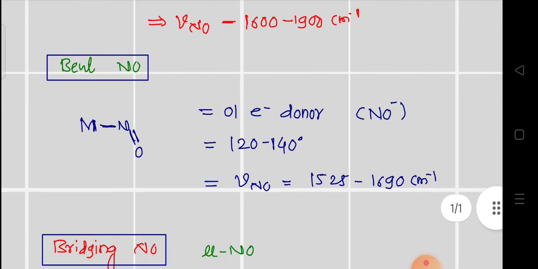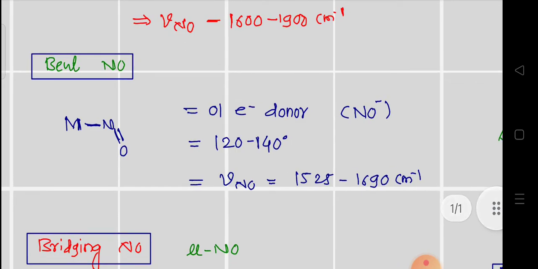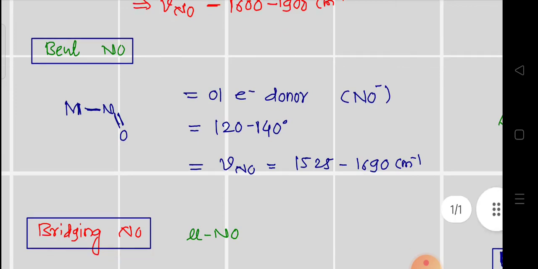Now what about bent? Bent is a 1 electron donor, that is NO negative. Here the angle is about 120 to 140 degrees, and the frequency of bent nitrosyl is 1525 to 1690 per centimeter. Okay, remember this one. So in this way we can differentiate linear versus bent now.